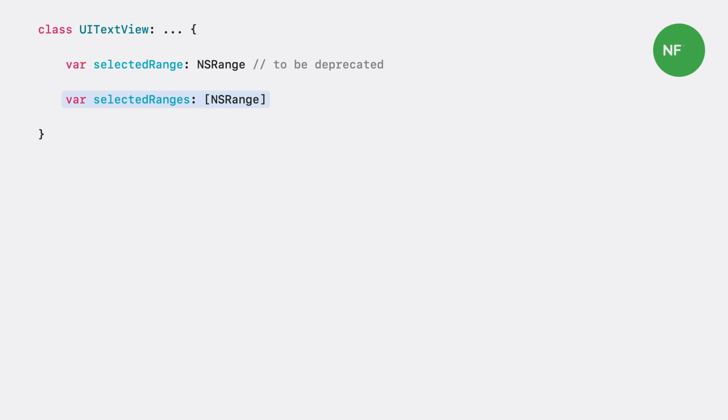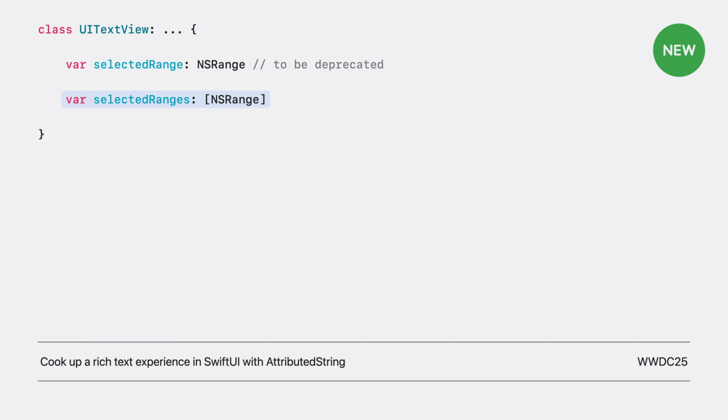In iOS 26, we have a new property called selectedRanges to represent an array of non-contiguous NSRanges, while the single selectedRange property will be deprecated in a future release. The new SwiftUI Rich Text Editor also supports natural selection, where the ranges are represented as a RangeSet of type AttributedString.Index. For more details, please see the Cook Up a Rich Text Experience in SwiftUI with AttributedString talk.